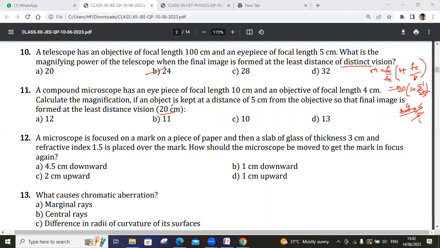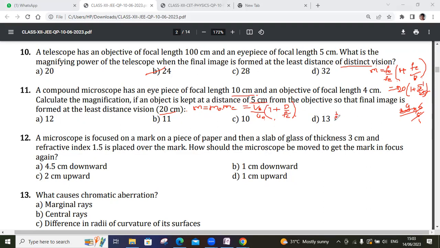So magnification they are asking. So what is the formula? Total magnification will be magnification due to the objective into magnification due to the eyepiece. Magnification due to the objective is VO by UO. Because it is kept at 5 centimeter and its focal length is given, we will get its image distance. And due to the eyepiece, because the image is formed at the near point, magnification is 1 plus D by FE. Right. This is the microscope. So D we know, FE we know, UO also we know, VO we don't know.